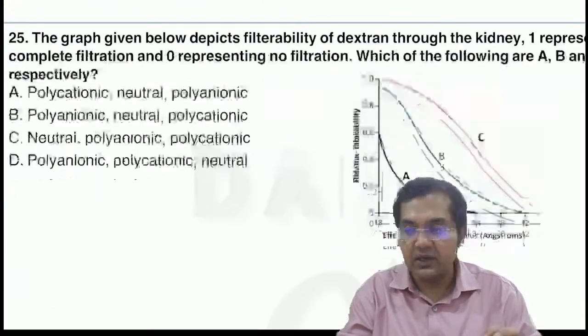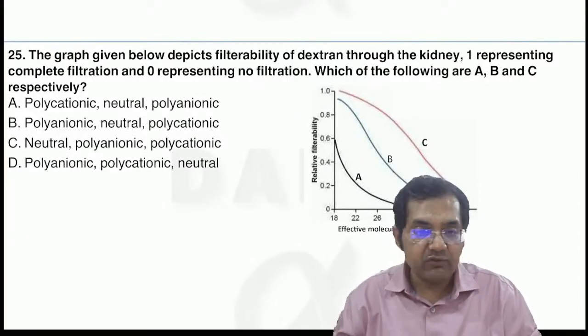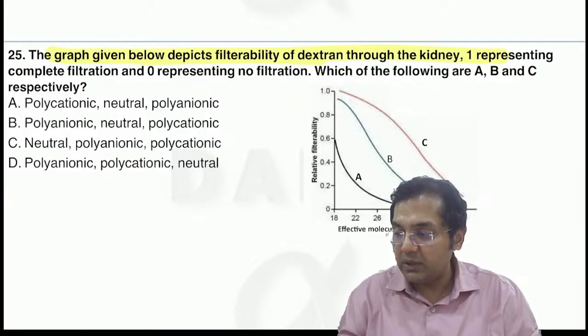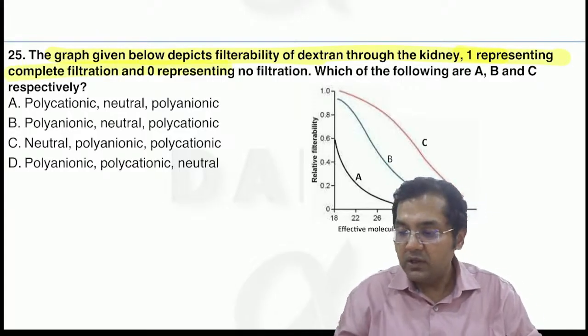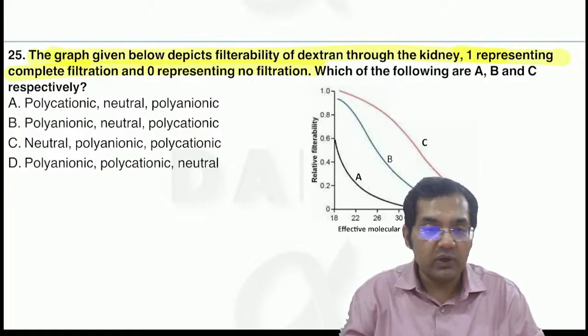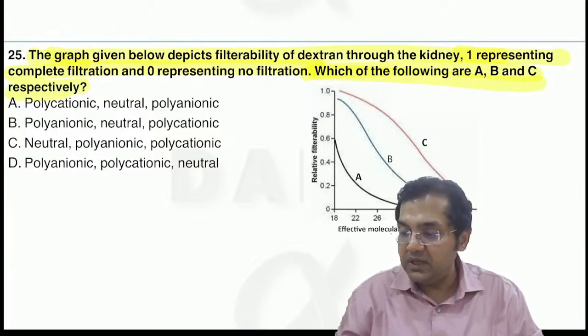Finally, moving to the last one. The graph given below, this is a picture taken from a standard book. The graph given below depicts filterability of Dextran. Dextran is a large polysaccharide molecule, 1 representing complete filtration, 0 representing no filtration. Which of the following are A, B and C respectively?